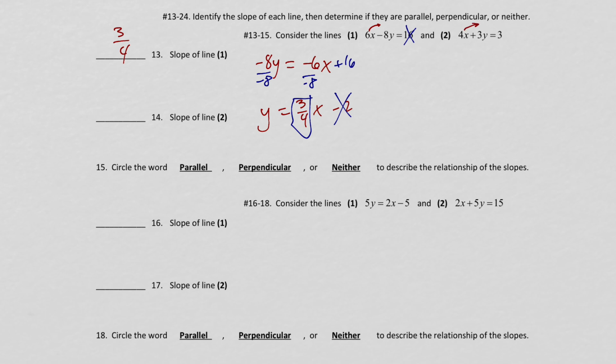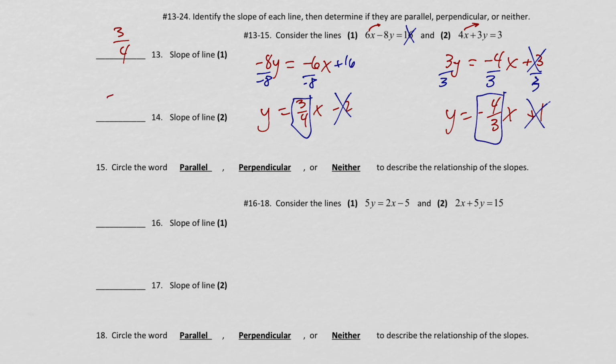For this, I'll move this over, and I have 3y is equal to -4x. Again, this plus 3 part doesn't matter because we're not after the y-intercept. Now we'll divide by 3. And again, this part doesn't matter. But we'll have y is equal to -4/3 x. This is plus 1, but again, you can just drop this. You don't need to worry about that. The slope of this is right here, -4/3. These are opposites, different signs, and they're reciprocals, so these are perpendicular lines.